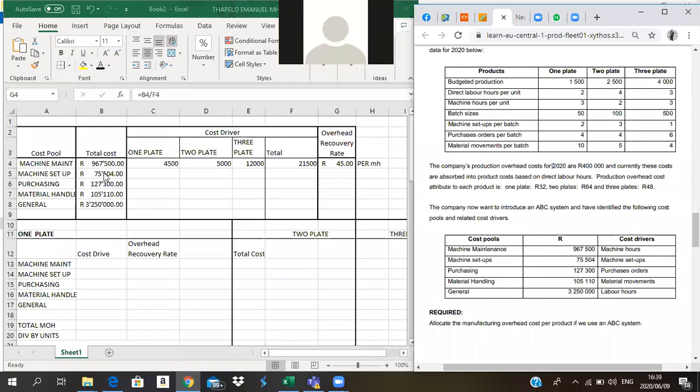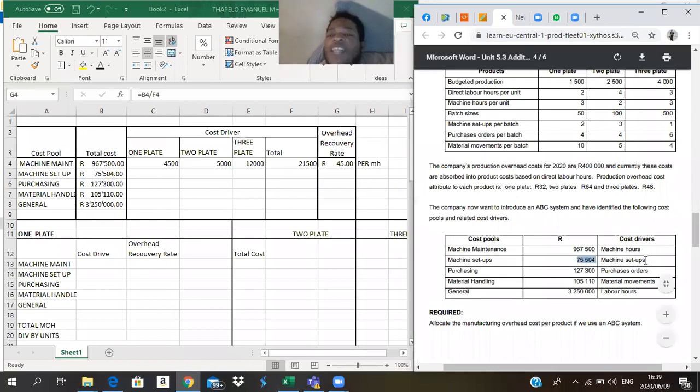Machine setup here, we have this total cost here of 75,504. I got it here. This is the same amount as this one here. And they say that for this machine setup, my cost driver is machine setups. So now I need to come here and get my total number of setups. The information about setups is here, guys. They told me that machine setups per batch, which means per batch, guys, for one plate, I'm going to have two setups. And then for two plates, I'm going to have three setups. And then for three plates, I'm going to have one setup.